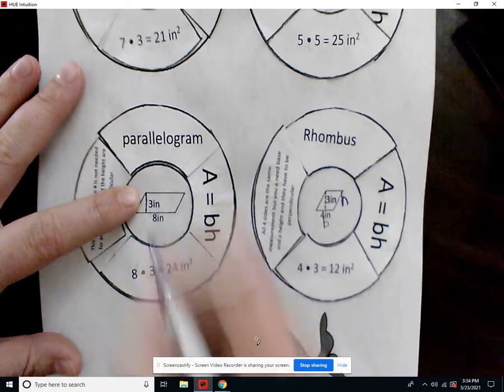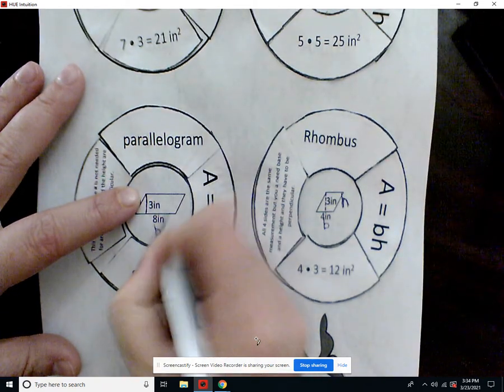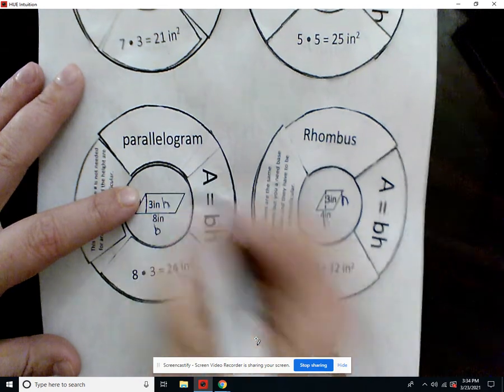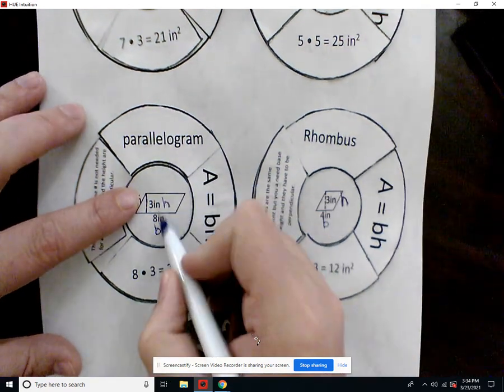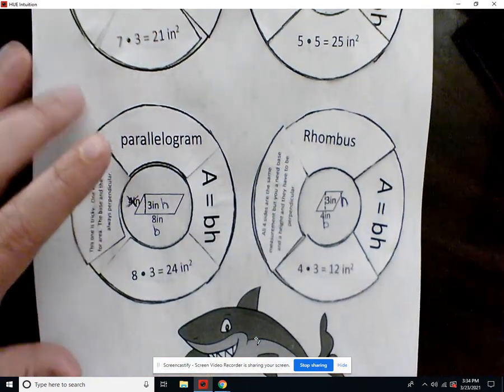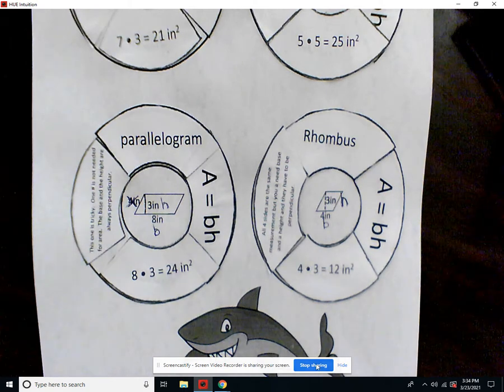First thing you do. Base will be on the bottom, and then height will be how tall it stands. So we have 8 times 3, which is 24. All right, so for our next page, we'll actually go through and solve them by hand.